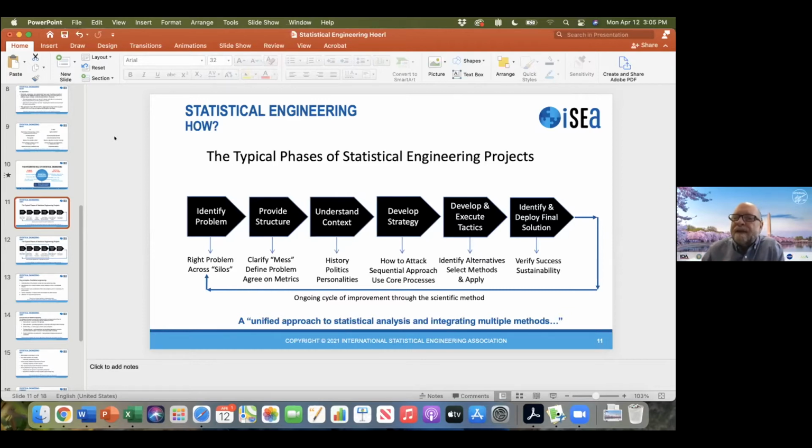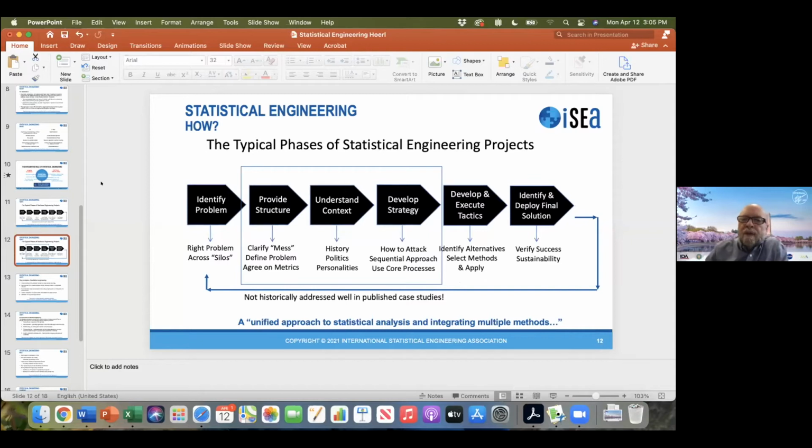Then you have to actually execute the strategy and execute tactics. Eventually, hopefully, we find a viable solution and we're able to actually deploy that within the organization, verify success, verify sustainability. And then, of course, as part of the scientific method, it never ends. There's always more problems to solve, and there's always more advancement that we can make based on what we've already done. I should also point out, I'm depicting this in a linear fashion. Of course, it doesn't work in a linear way. There's a lot of feedback loops, but it becomes pretty complicated to try to show that.